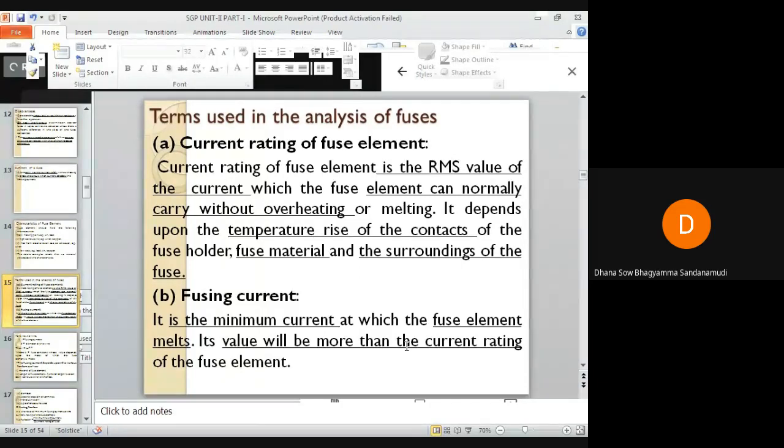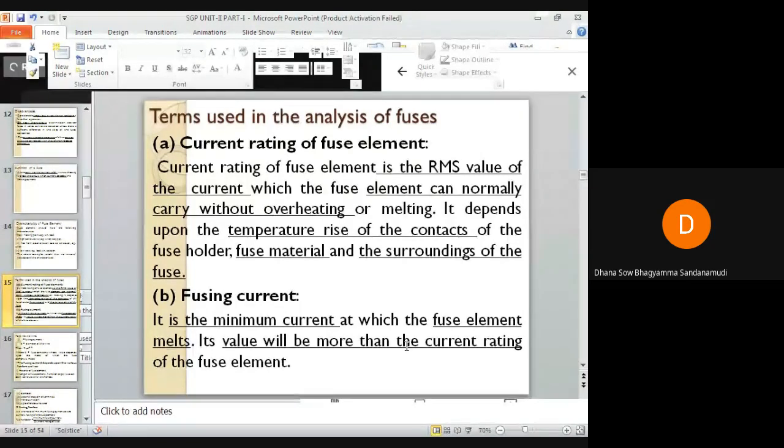Of course, the primary thing to be considered is the circuit to which the fuse has to be connected. Because if it is a circuit in which normally high currents flow, the rating of the fuse should also be high.